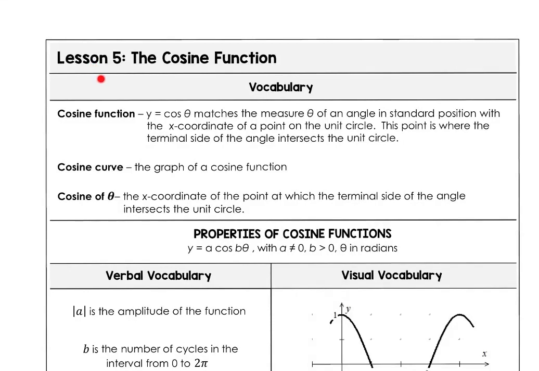Hey everyone, lesson 5 today, we're talking about the cosine function. We're going to look at the cosine function where the cosine matches the measure theta of an angle in standard position with the x-coordinate of a point on the unit circle. That's the point where the terminal side of an angle intersects the unit circle. So we're going to again use the properties of cosine functions.